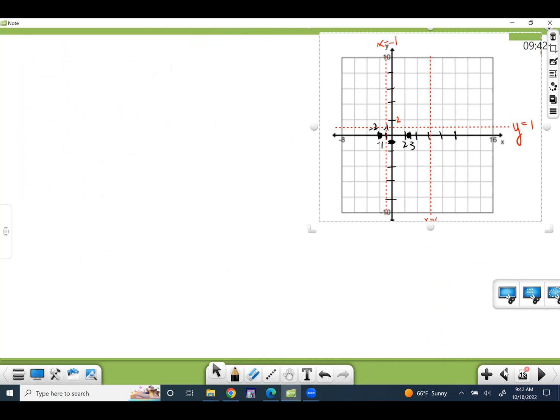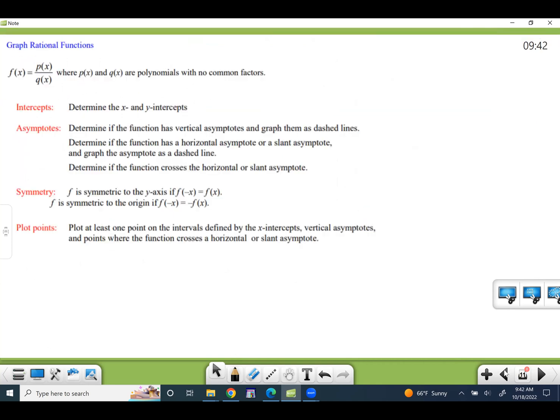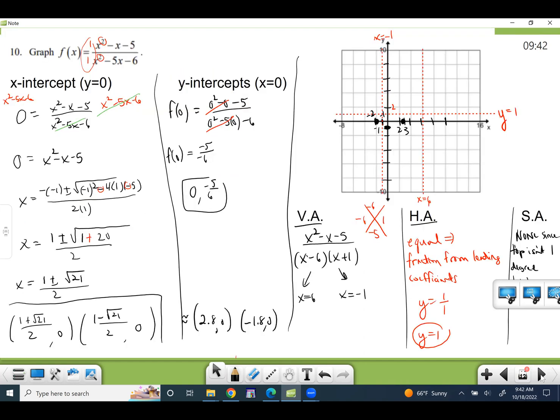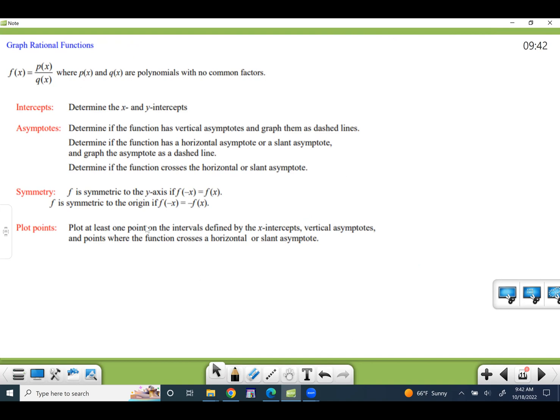Okay. So then if we look at the directions, we got the x and y-intercepts, we got all the asymptotes. It doesn't look like it's going to be symmetric, so I won't talk about that one. All right, now plot points.